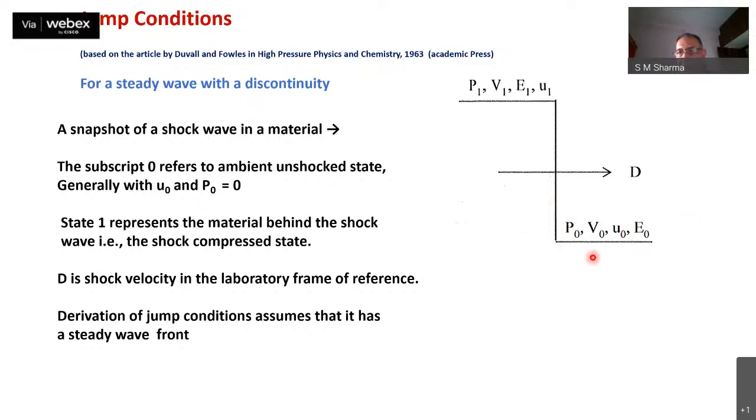If this material is at rest, then this D represents the same thing that is being measured in the laboratory frame of reference. However, there could be situations, as we will discuss, where this may not be so, and so one has to be careful about this. We will derive certain relationships between this state and this state, assuming that a shock wave is a steady state representing an almost discontinuous jump, or a steady jump, whichever is relevant.